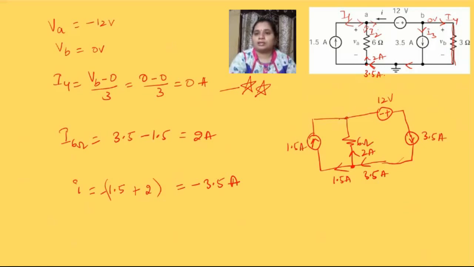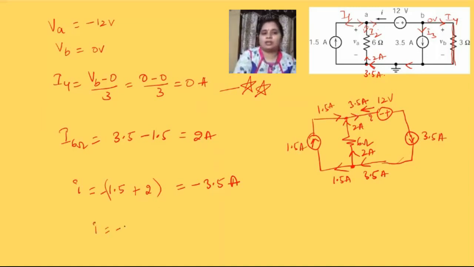Again at this point there is an addition of the currents coming to the junction, 1.5 ampere plus 2 ampere, so combined it is 3.5 ampere. But the question asks for the direction of I. The direction of I is opposite to the actual flow of current. So the value of I is minus 3.5 amperes.